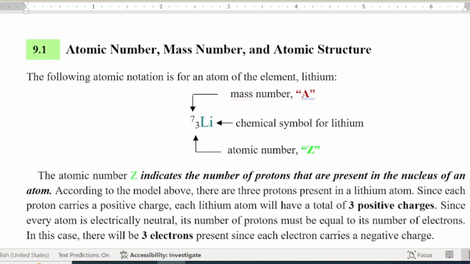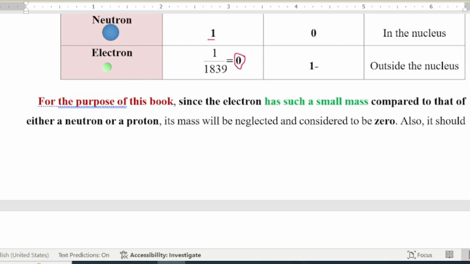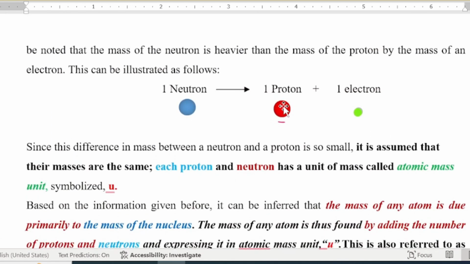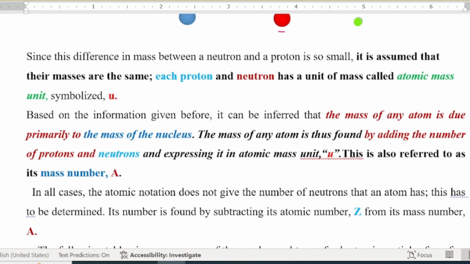This is a table showing you the difference between protons, electrons and neutrons, and where they're found. You can see that the mass of one proton is the same as one neutron. And of course, the mass of the electron is very, very small. So we assume, for the purpose of this lesson, that it has a mass of 0. Here it's telling you the same thing again. I'm just explaining what is happening there.